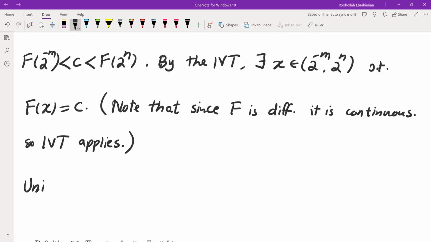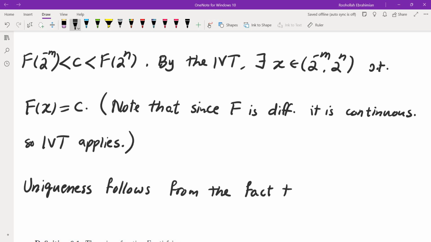And uniqueness follows from the fact that f is 1 to 1. Because it is strictly increasing, it is 1 to 1. So there cannot be multiple values of x such that f of x is equal to c.